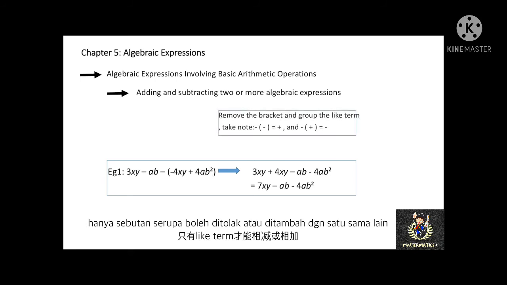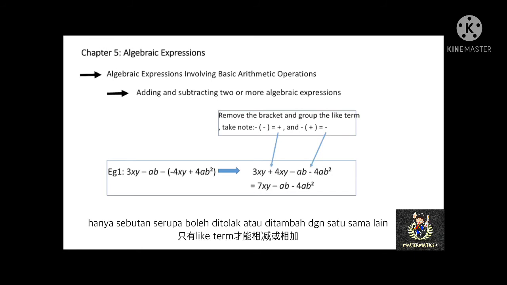However, take note that after the bracket was removed, when minus meet negative will result a plus, and minus meet plus will result a minus. In this example, the 4xy become plus 4xy and 4ab squared become minus 4ab squared after the bracket was removed.